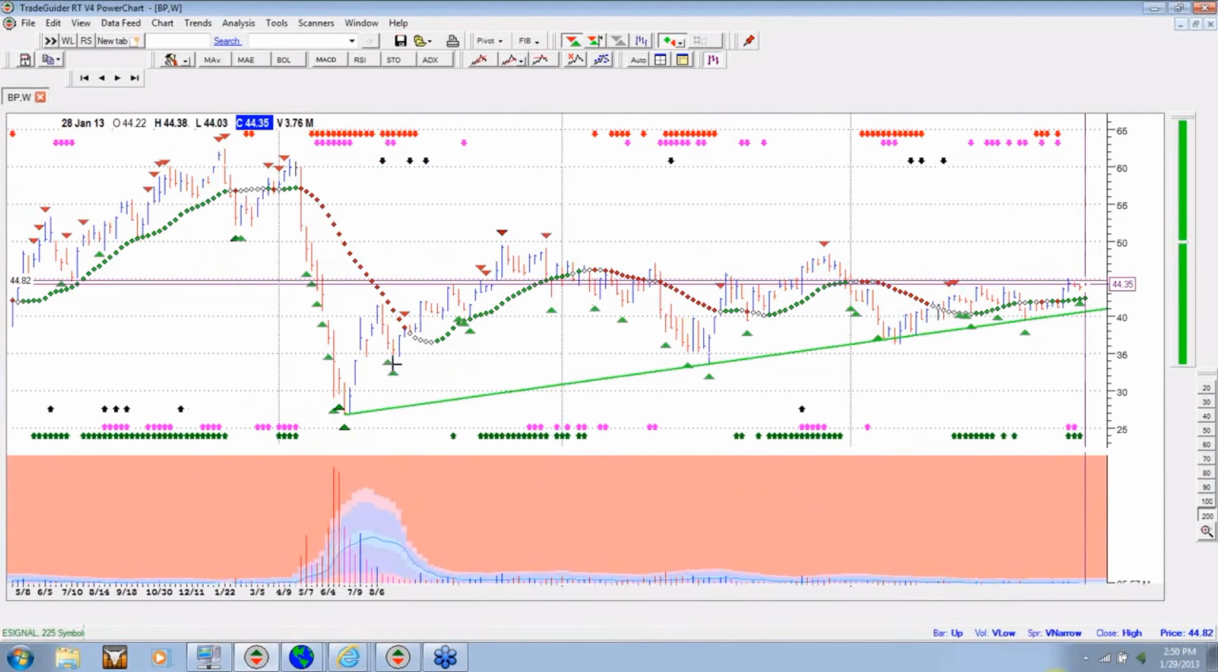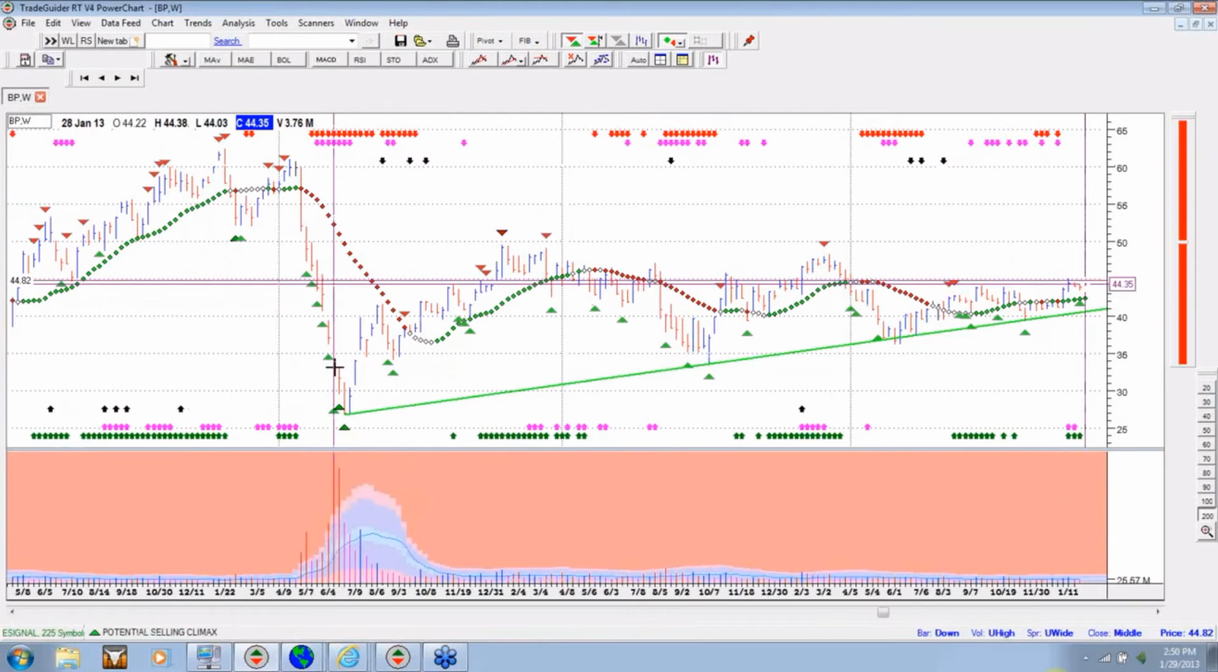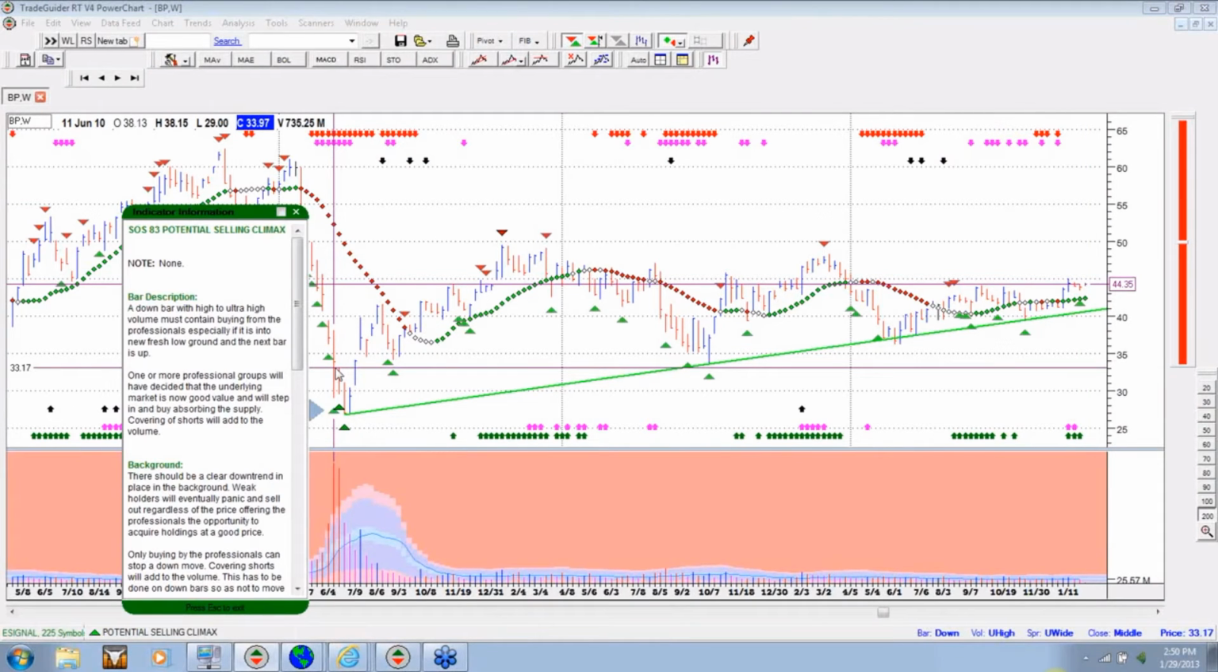Here is a very clear example of a selling climax. Now I've drawn my green line there because that's where I buy. I buy when it hits the line and add to the position. Now I remember this day very well.